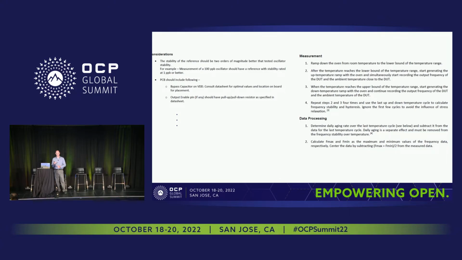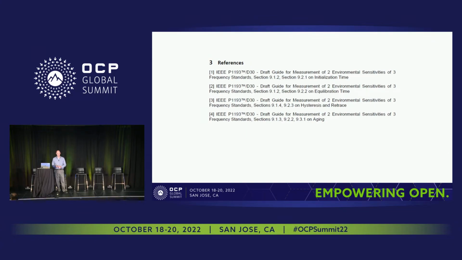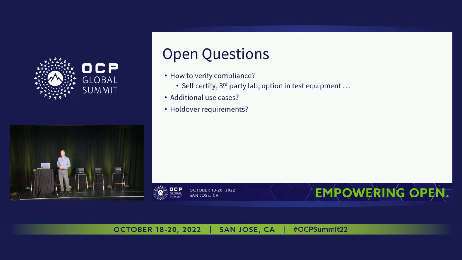Again, this is called out for each one. And if you're going to post-process the data, how do you do that? And then finally, references. So in this particular standard, there's a lot of good stuff already published in IEEE 1193 that we're referencing, with specific sections in that document. So this is the framework that we're going to use for the following three or four measurements that I listed in the beginning. And if anybody has an interest to contribute, that'd be great.